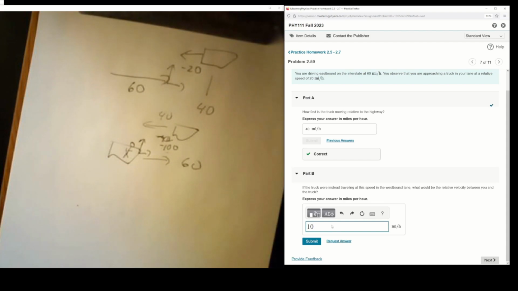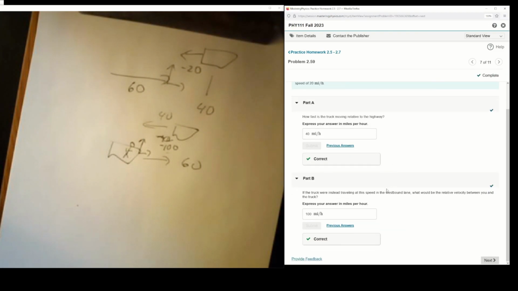And I'm absolutely stuck on this minus sign. I'm not going to use it. Let's see what it says. And it took it. Let's try the next one.